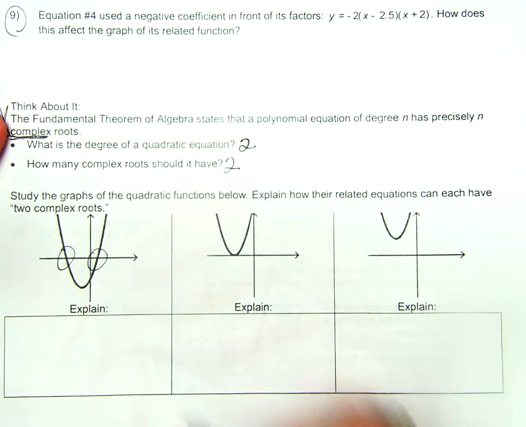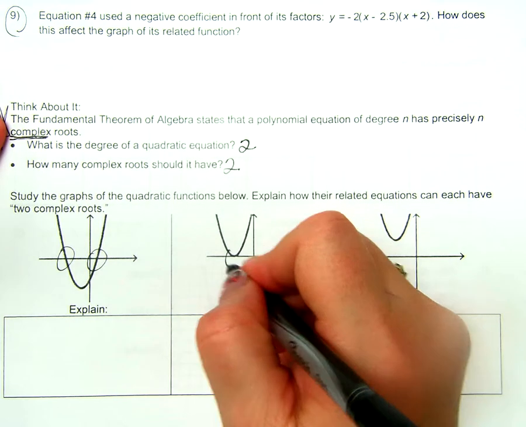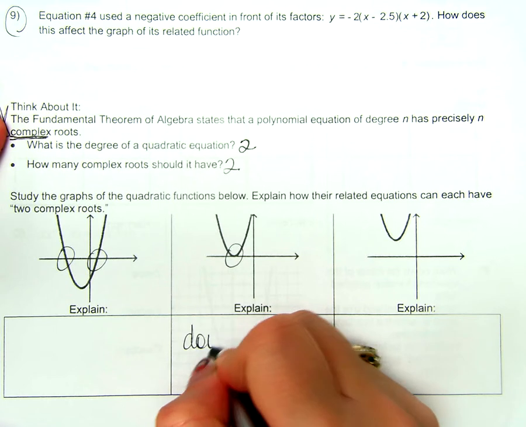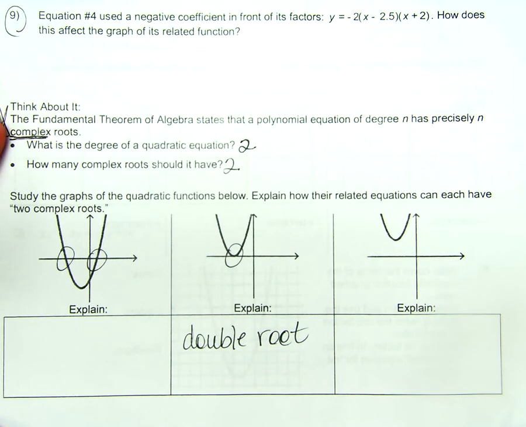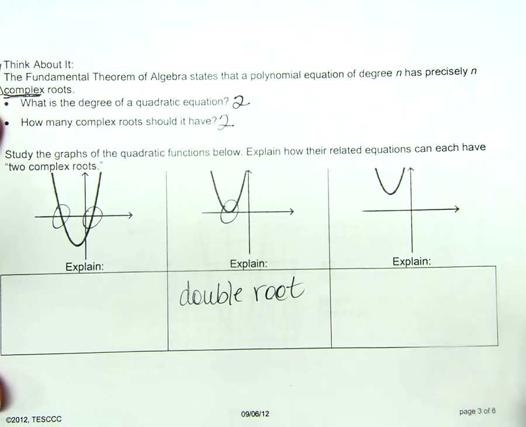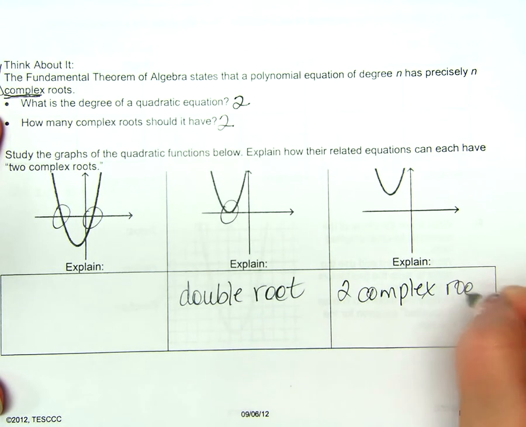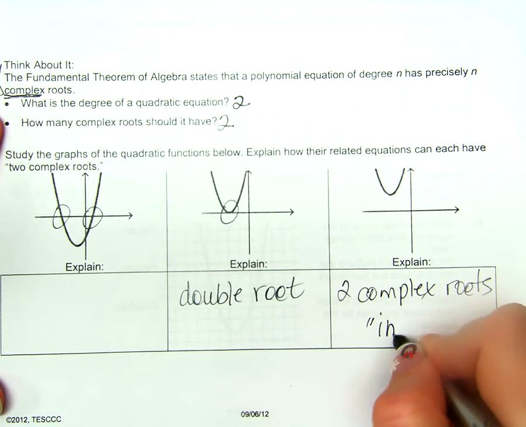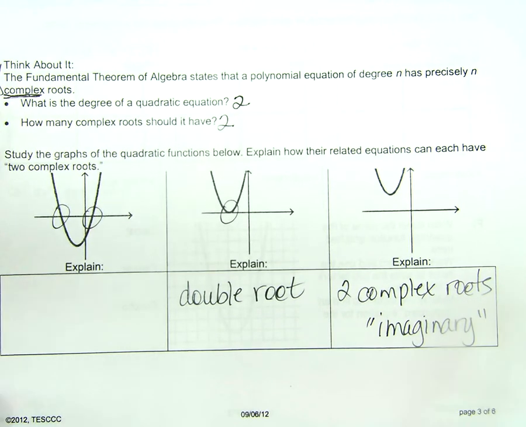Where are the complex roots here? Here's one, right? What about this? It only has 1, but this is what you need to know. It's a double root. And what about here? There are 2. They're imaginary, and I'll leave it at that. We'll talk about that tomorrow.